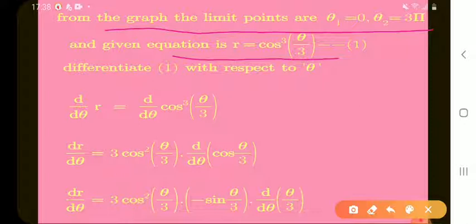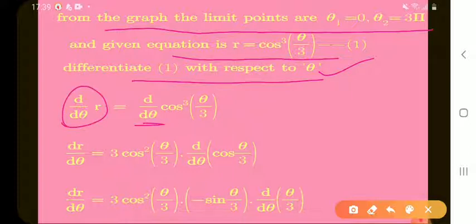Okay. Now we differentiate equation 1 with respect to theta. So I write d by d theta on both sides in equation 1. d by d theta of r equals d by d theta of cos cube theta by 3. Next, dr by d theta equals the derivative of cos cube theta by 3.